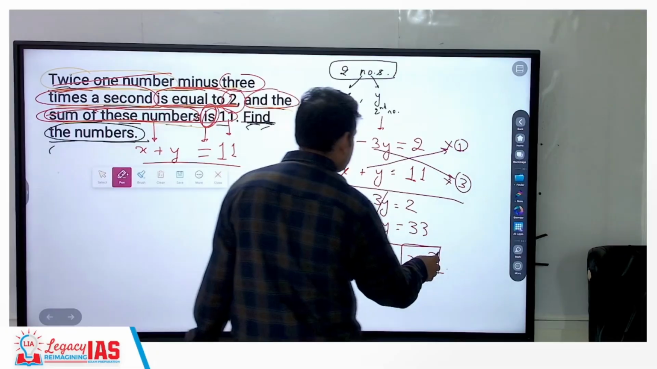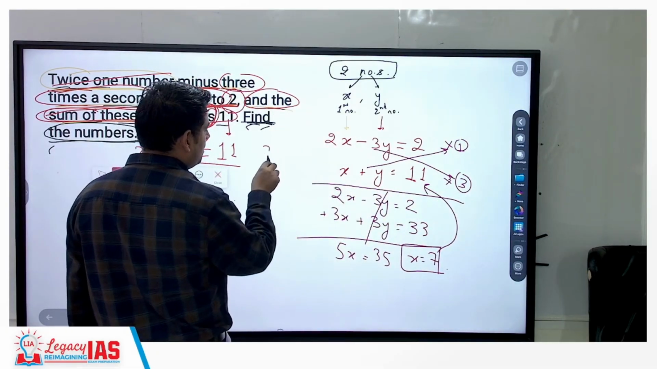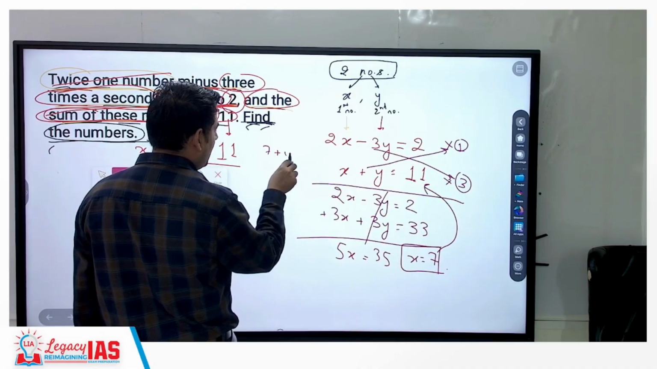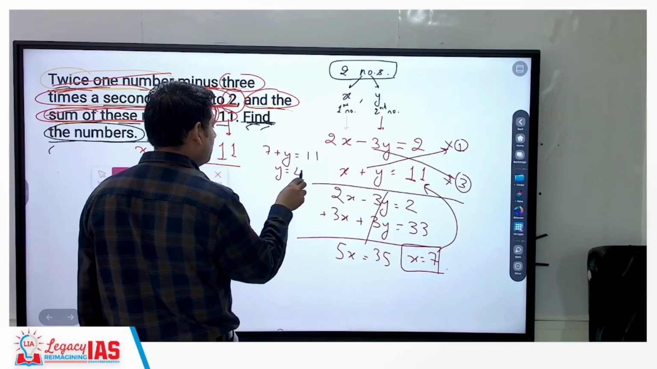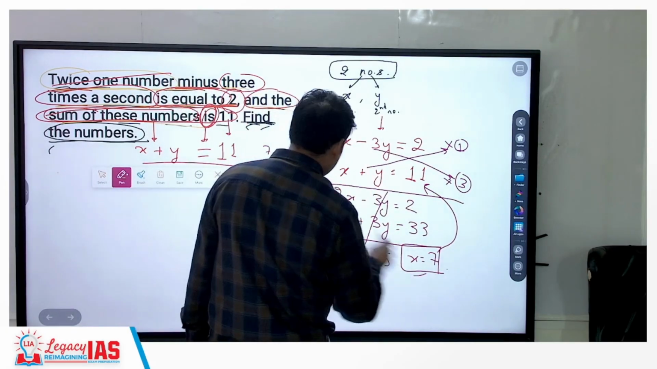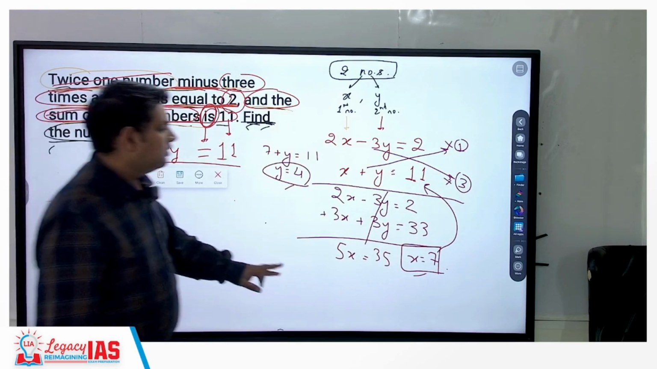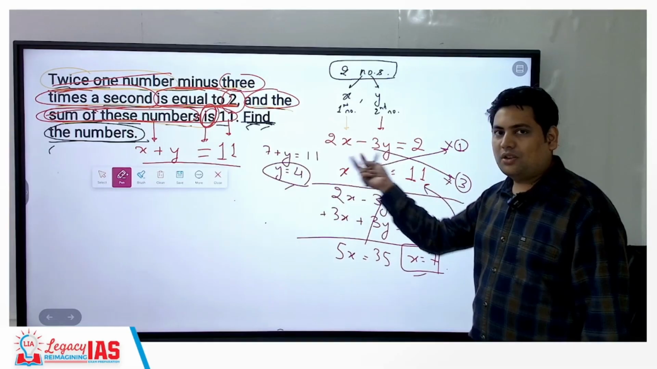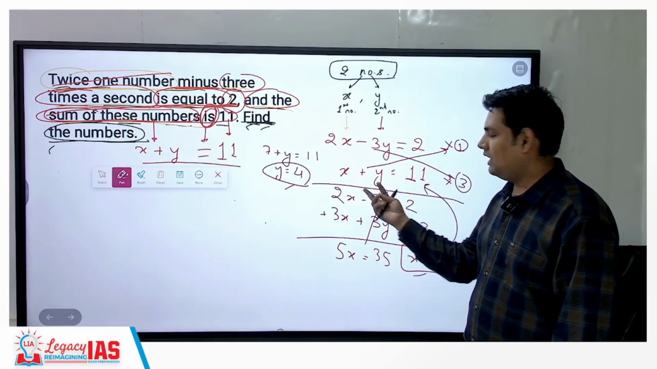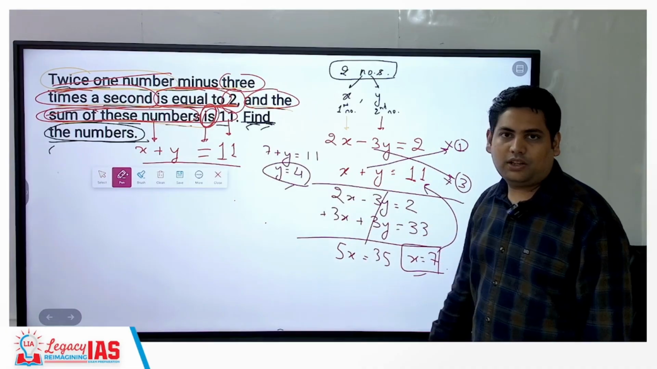Now you put this back in any equation. Let's say you put this back in this equation. What do you get? In place of x, you write 7. 7 plus y is equal to 11. Y becomes 4. These are your two final values. That is 7 and 4. 7 and 4 are those two numbers which, when you take twice of this minus thrice of this, you get this, and when they are added together, as you can see, 7 plus 4 gives you 11.